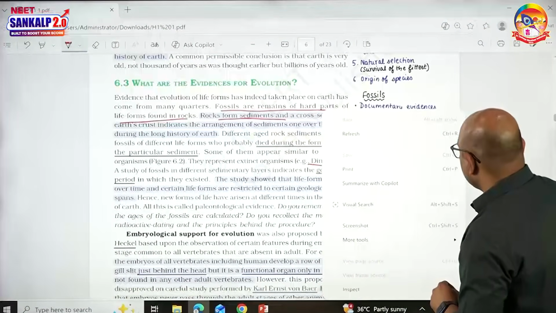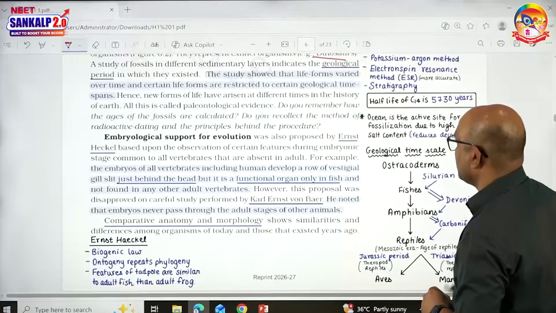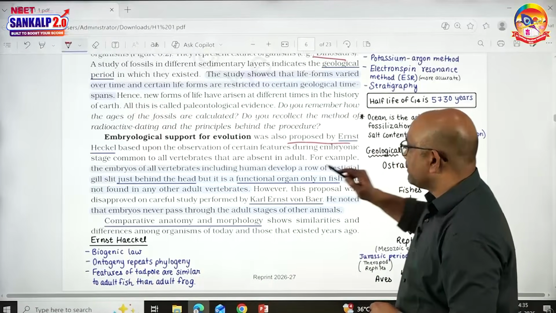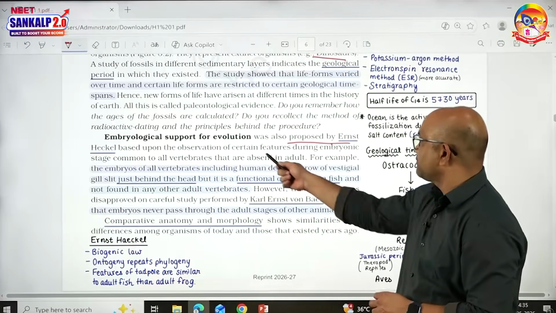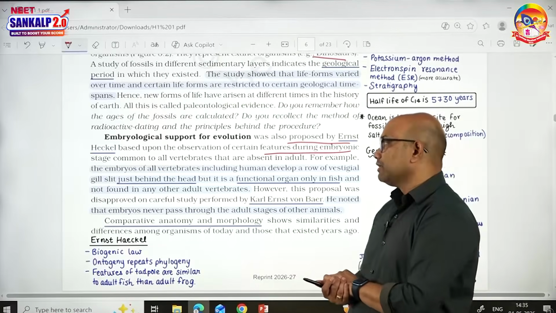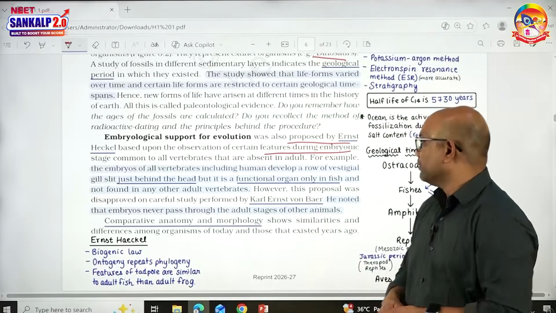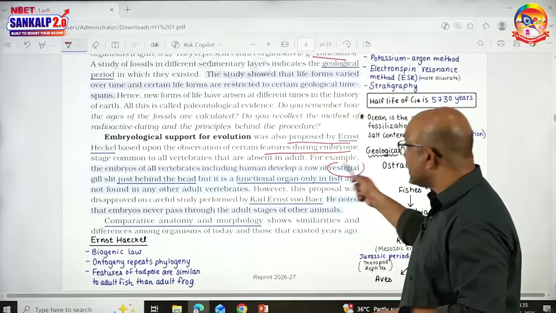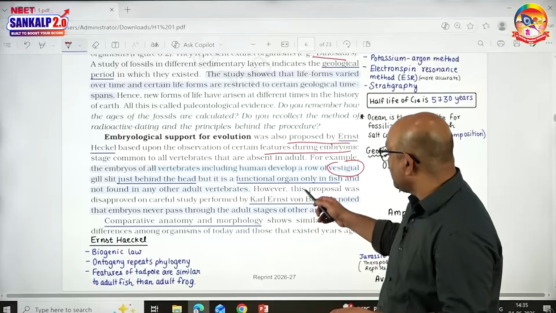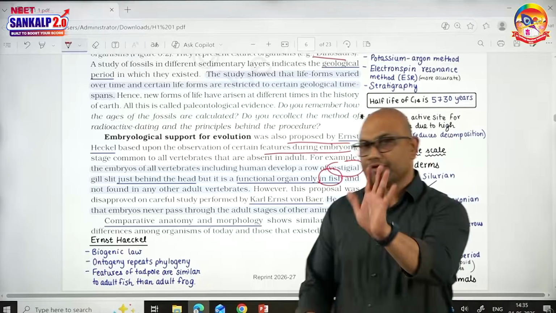Next, evidences from embryology. See the first point in the evidences from embryology. Embryological support for evolution was proposed by Ernst Haeckel based on the observation of certain features during the embryonic stage common to all vertebrates. What was the observation of Ernst Haeckel? Haeckel said embryos of all vertebrates including human develop a row of vestigial gill slits just behind the head, and it is a functional organ only in adult fish, not in other adult vertebrates. This is one point of Haeckel.